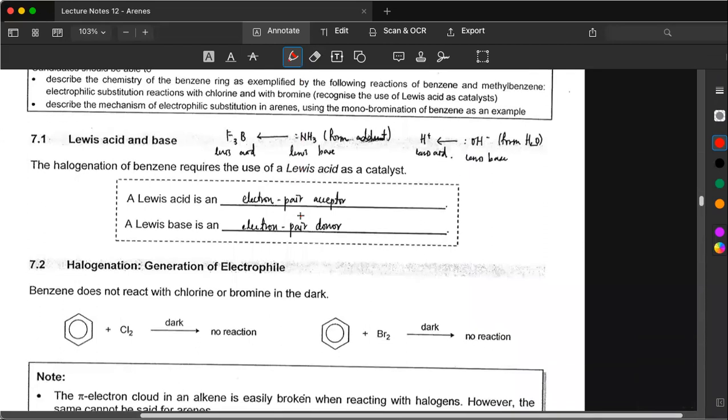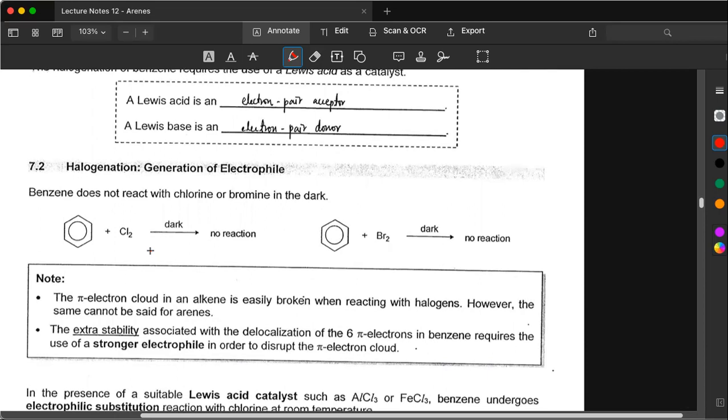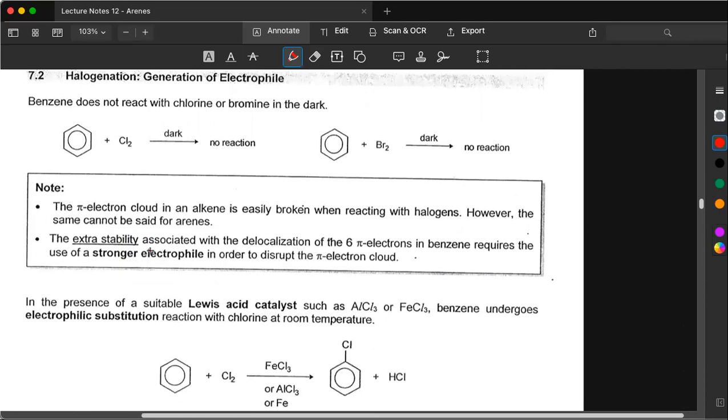In this reaction, we have the Lewis acid as the electron pair acceptor and Lewis base as the electron pair donor. Okay, let's recap what we learned under acids and bases. So again, every time we have electrophilic substitution, we must have the generation of the electrophile. Benzene does not react with chlorine or bromine in the dark. The pi electron cloud in the alkene is easily broken. However, it's not the same with arenes.